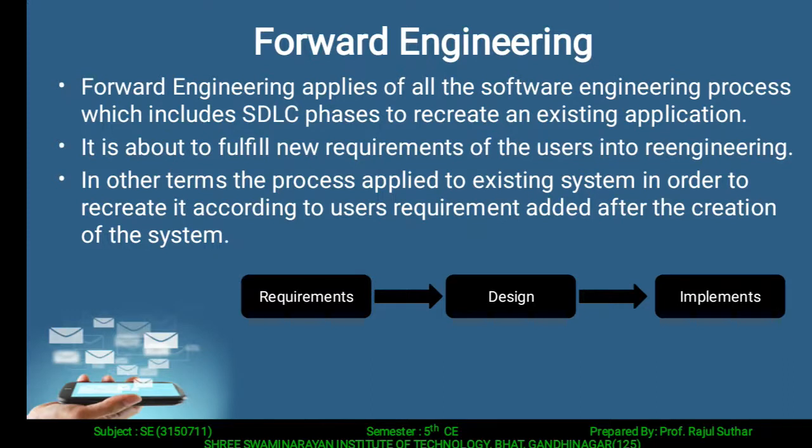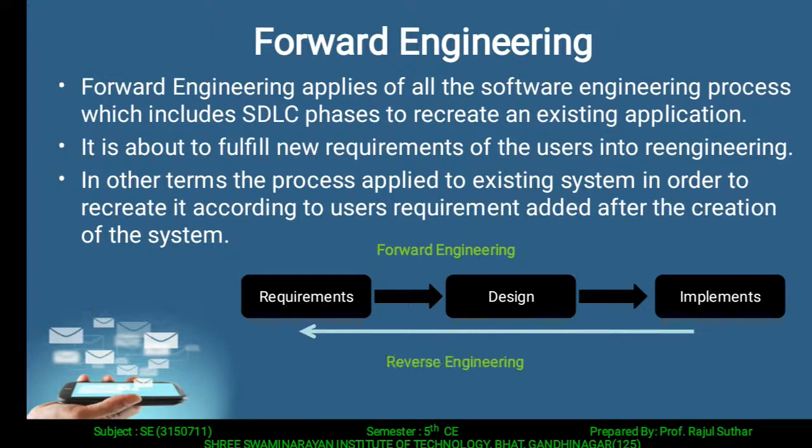Requirement gathering is nothing but the customer story. We understand the customer needs, and according to those needs we design a particular software product and implement it, meaning we deploy it on the customer's machine. So this is nothing but the forward engineering process. But when you apply this process reversely, meaning implementation, design and requirement, this is called the reverse engineering process.